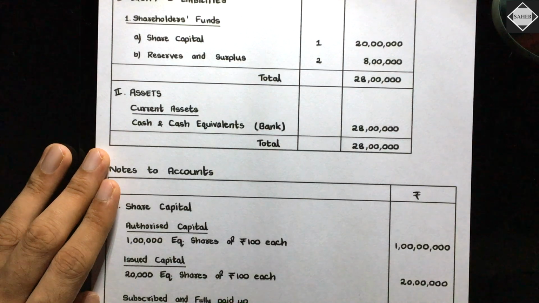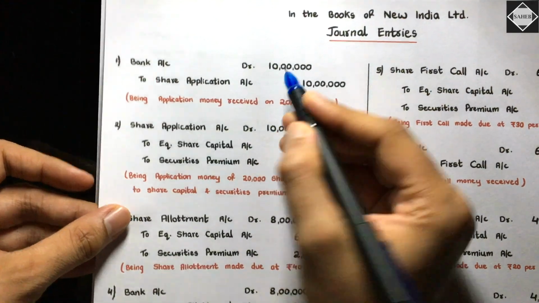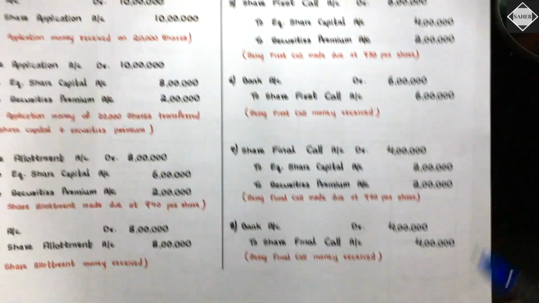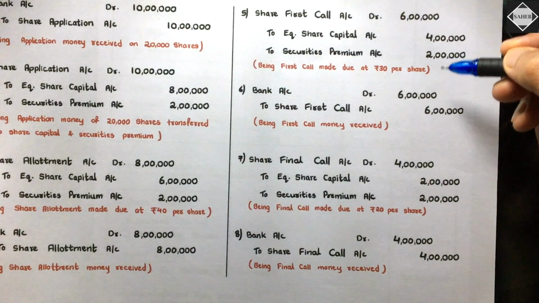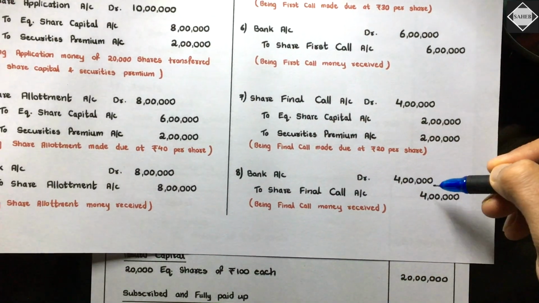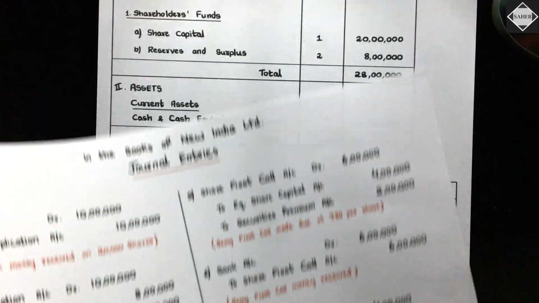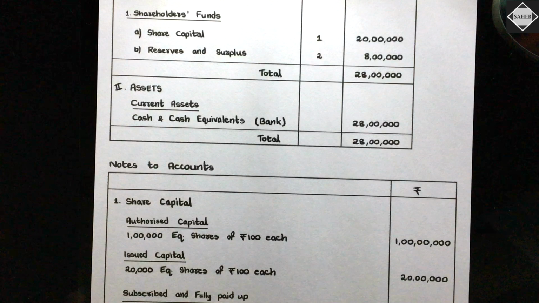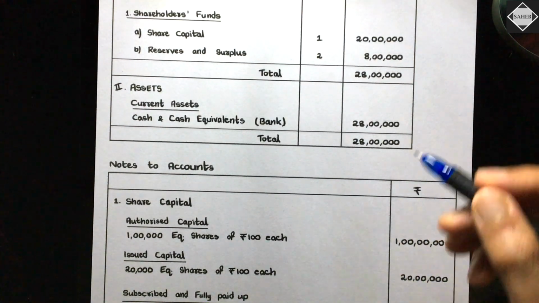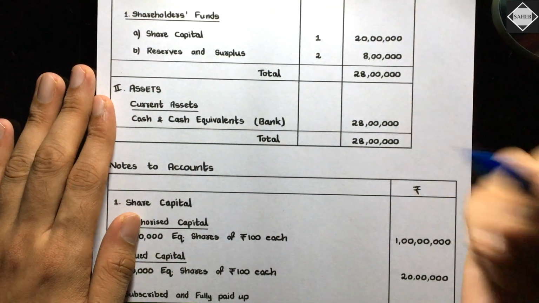How 28 lakhs? Check the journal entries. If you see the journal entry, first we got 10 lakh. Then in the allotment we got 8 lakhs. So that's 18 lakhs. And then on first call we got how much? 6 lakh. And in final call 4 lakh. 6 plus 4, 10. 10 plus 18, that is equal to 28 lakhs. So 28 lakhs money you have got in your bank account because of this share issue. Is that clear? So see, it is tallying also, because we have taken the whole relevant part. Okay, 28 lakhs, 28 lakhs.